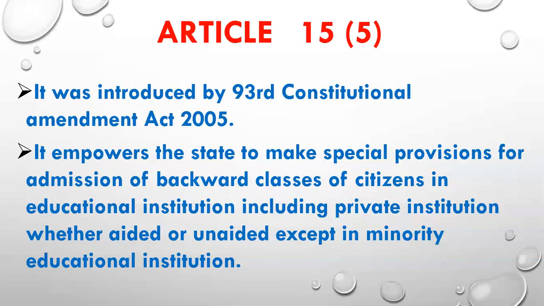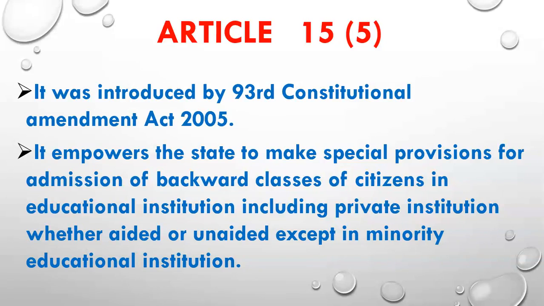Now friends, the government can also reserve seats for members of backward classes in private educational institutions which are unaided by the government, meaning the government does not give financial help to such institutions. So the government can reserve seats in any educational institute, any school or any college, for the members of backward classes, for example the members of ST and SCs.